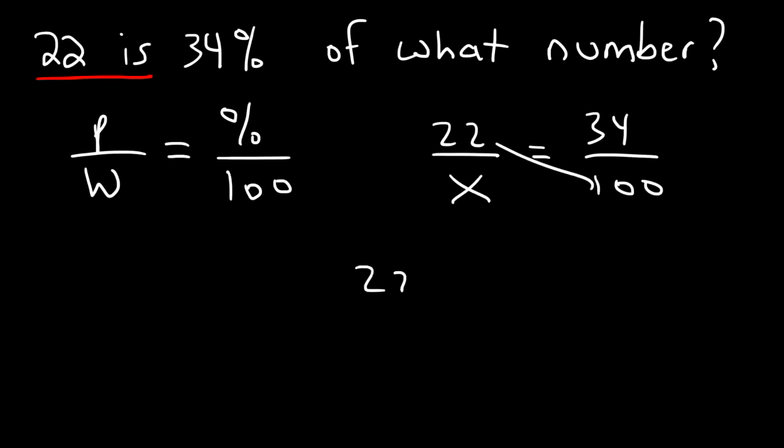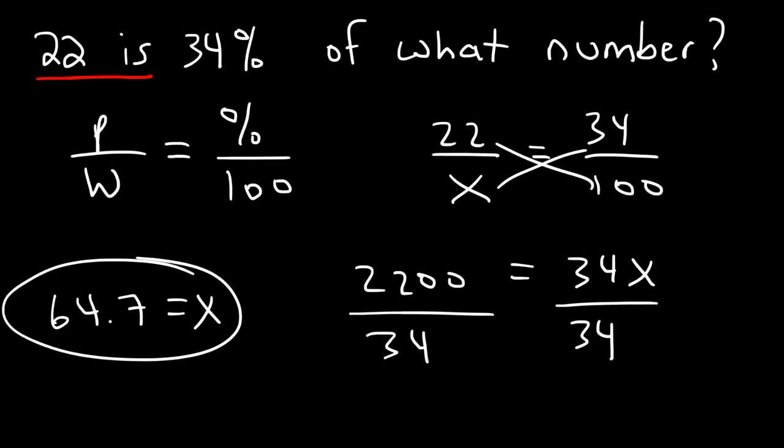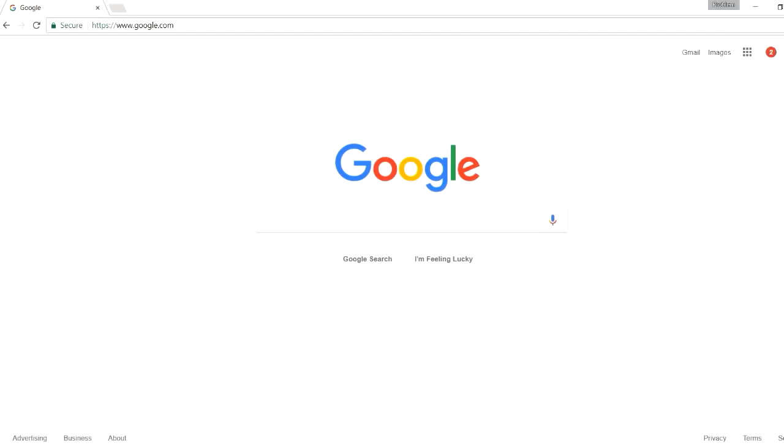22 times 100 is 2200, and x times 34 is 34x. So let's find the value of x by dividing both sides by 34. 2200 divided by 34, that's 64.7 if you round it. So 22 is 34% of 64.7. And so now you know how to use the percent proportion formula in order to find the part, the percent, or the base, which is also known as the whole.